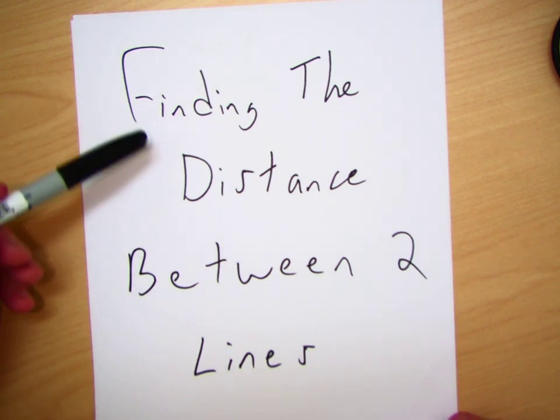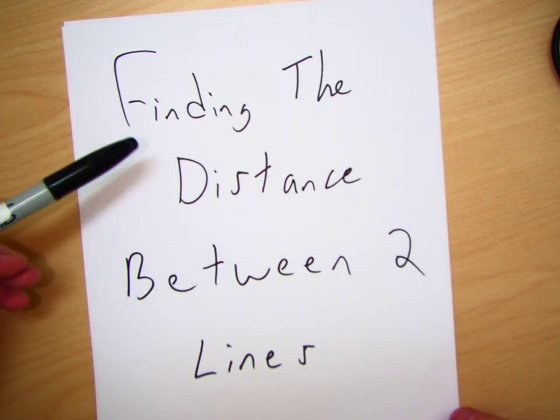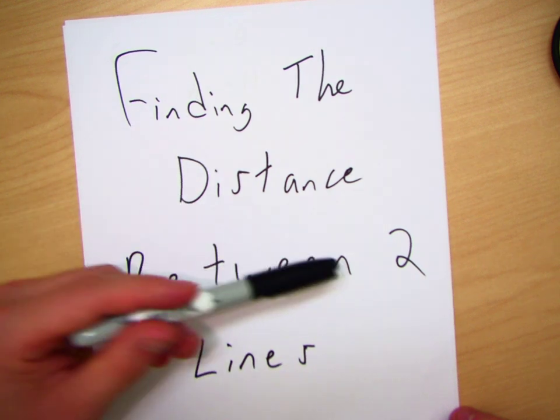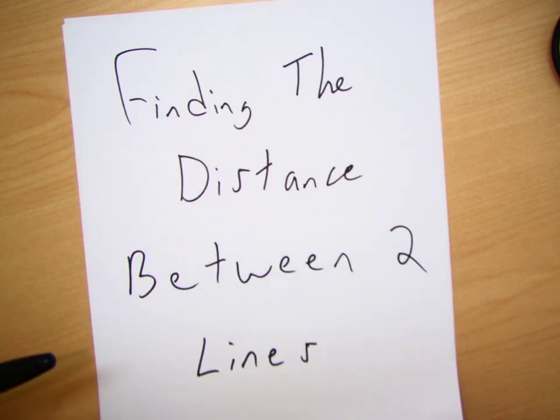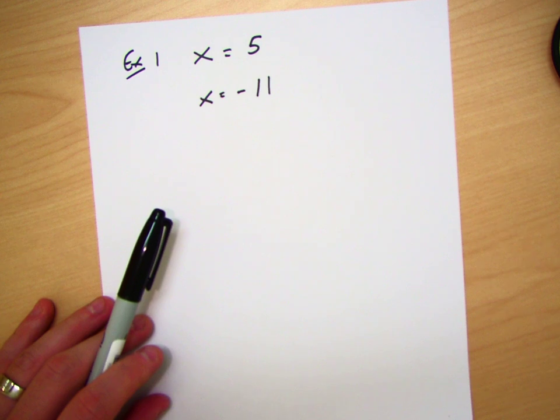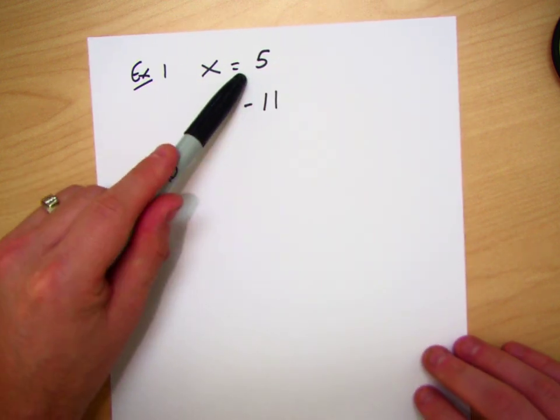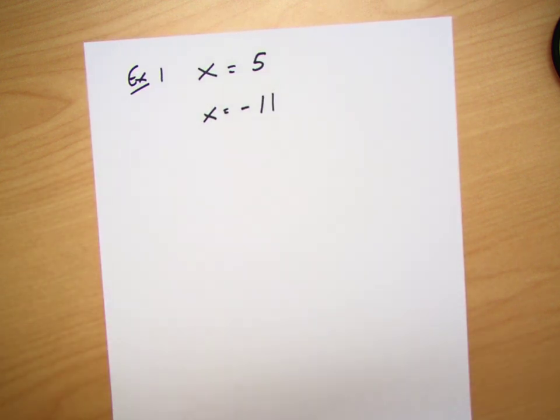A different type of example using very similar techniques is finding the distance between two lines. I'm going to give two examples here. The first one's pretty straightforward. Imagine I had these two lines here, x equals 5 and x equals negative 11.